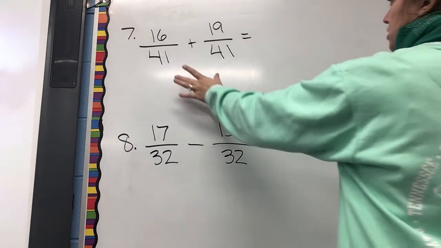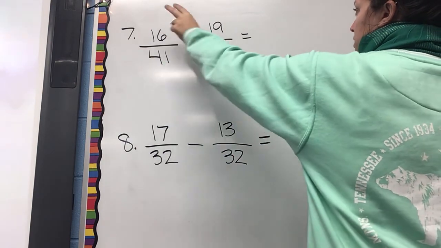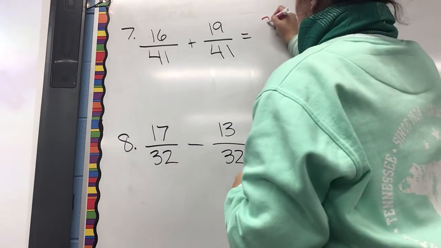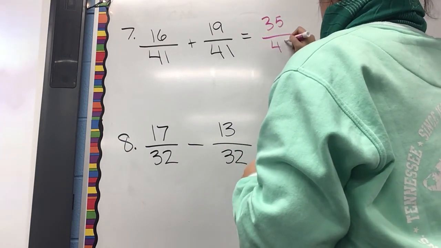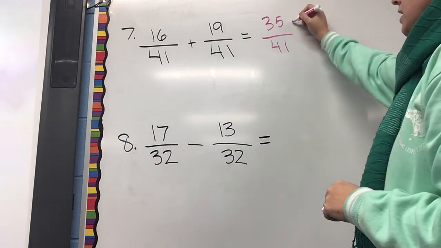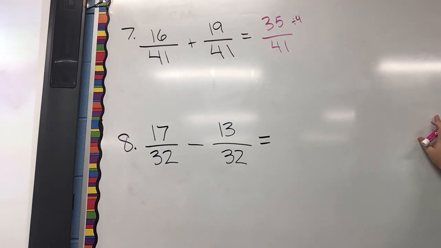Alright, number 7. Do I have like denominators? Yes. So now I need to add or subtract my numerators. 16 plus 19 is? 35. My denominator stays the same. Now I need to simplify. Do they have a common factor, Bradley? 4. Can I do 35 divided by 4 evenly? No. Nope.